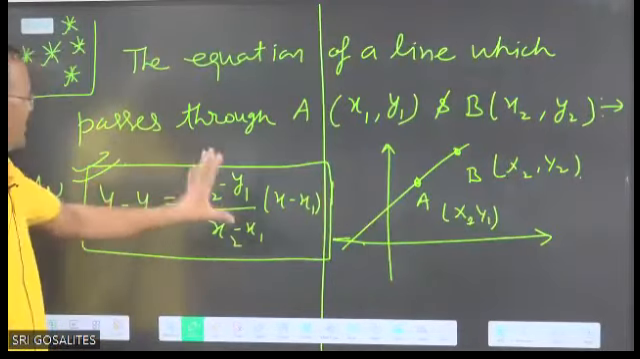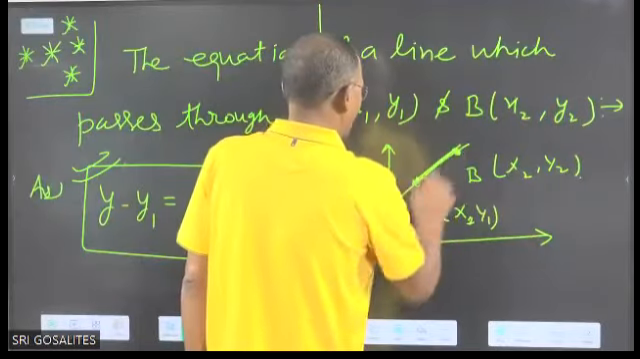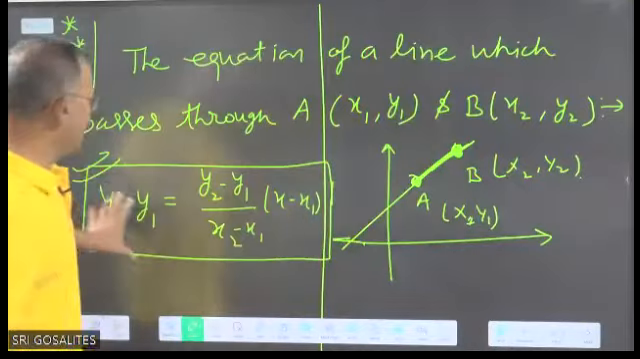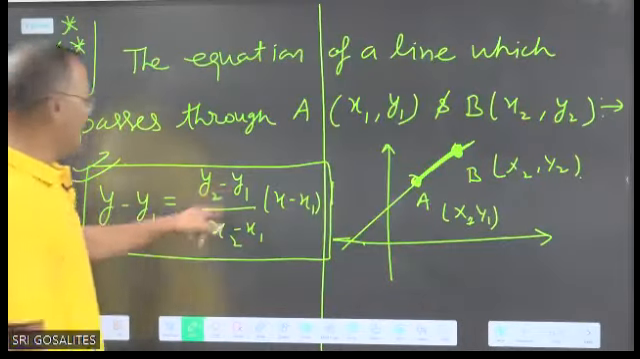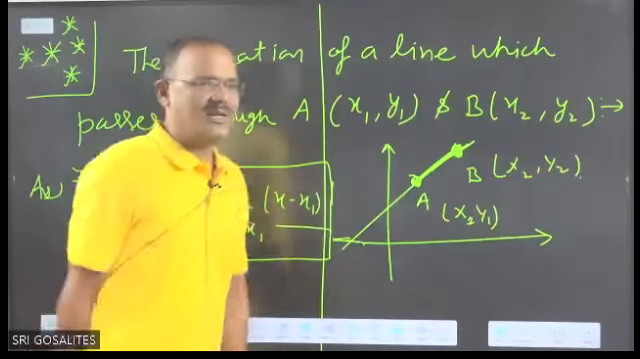So this is it: any line which connects the 2 points A and B, where you know the coordinates, then the equation is y minus y1 equals y2 minus y1 over x2 minus x1, into x minus x1.